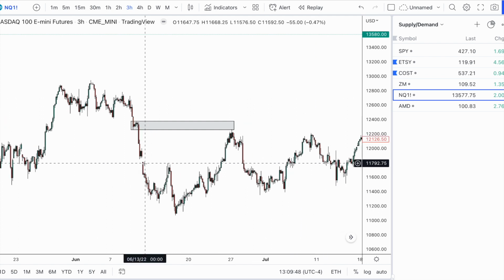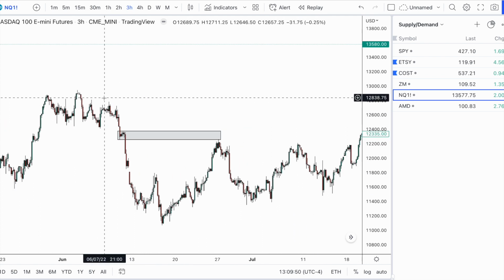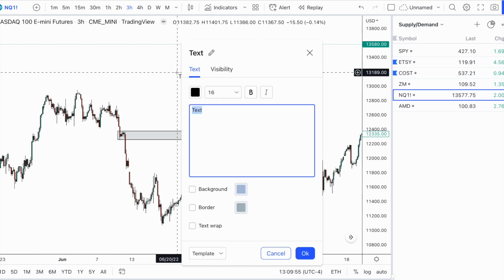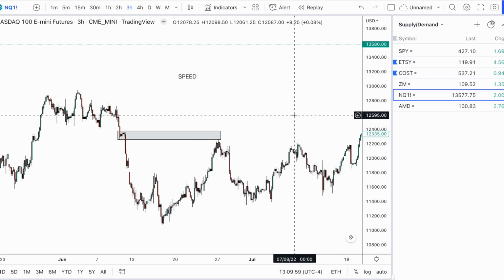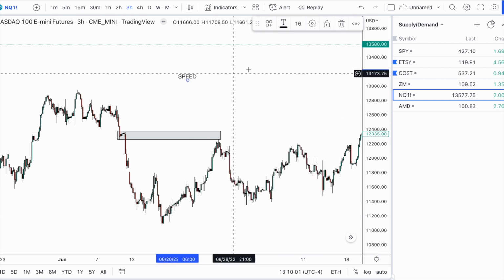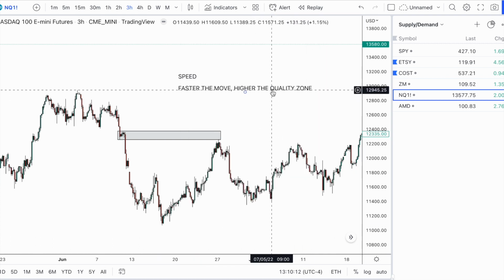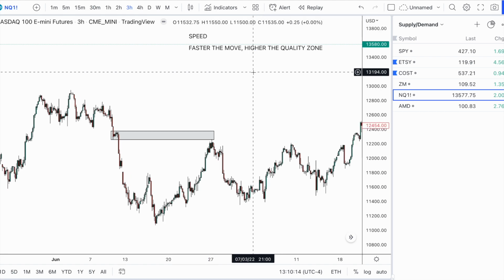Now, when it comes to finding high versus low quality setups, it really just comes down to one thing and really one thing only, and that is speed, right? Speed is the most important thing, okay? The faster the move, the higher quality, okay? I'm going to write that down. Faster the move, higher the quality zone, okay? So this is very, very key when it comes to supply and demand.